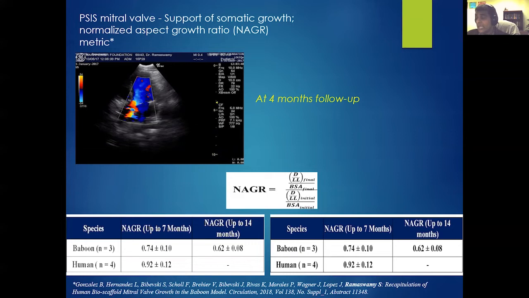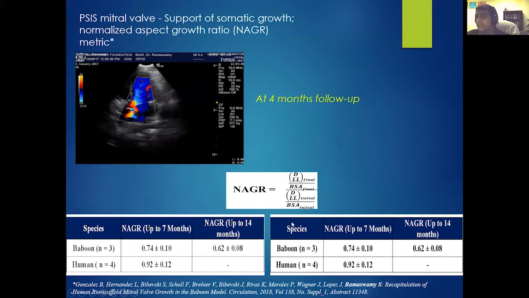And you can see here, we define what's called a normalized aspect growth ratio, or NAGR. And ideally, NAGR has a value of 1. And if you compare baboons to humans, we see that the baboons don't have as good of a NAGR ratio as the humans, humans at 0.92. That's not really surprising because baboons grow a lot more between the ages of 1 to 2 years old compared to humans.